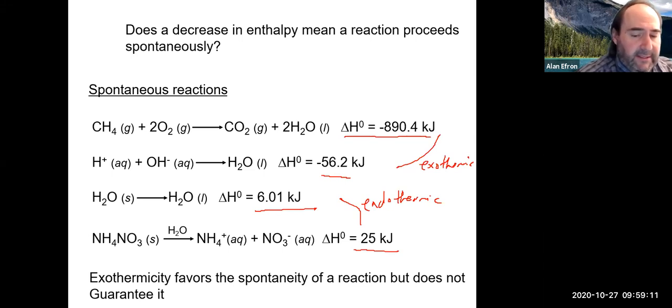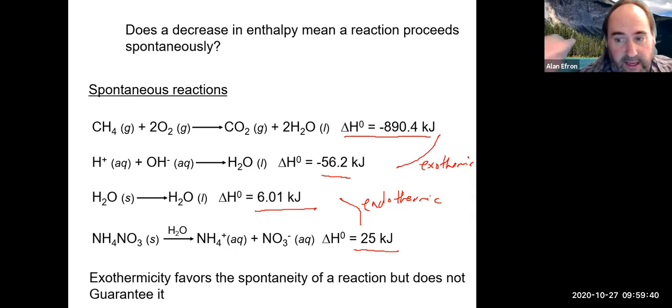So exothermicity does really favor spontaneity. Again, you have a lot of excess energy, if you will, because we're going to give off the energy. But it doesn't necessarily guarantee it. As we can see with the last two examples there, we do have a couple reactions that are positive in terms of their delta H and endothermic. So we do have to look at another factor to help us decide whether or not a reaction will be spontaneous or not.